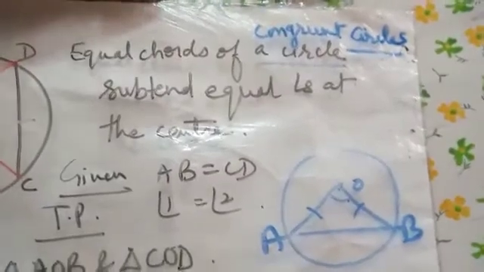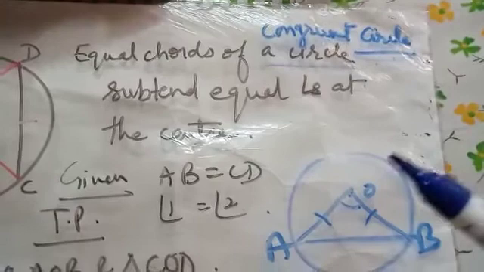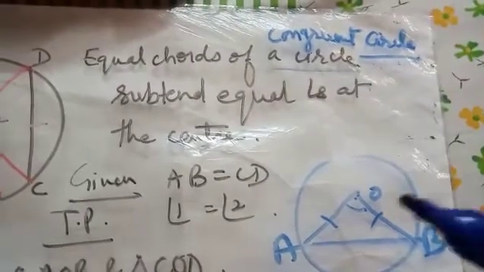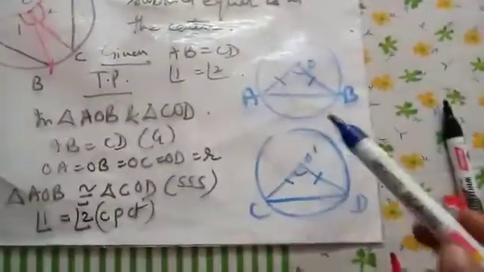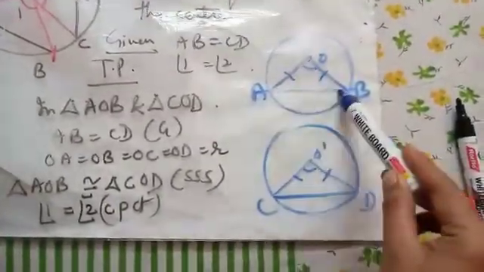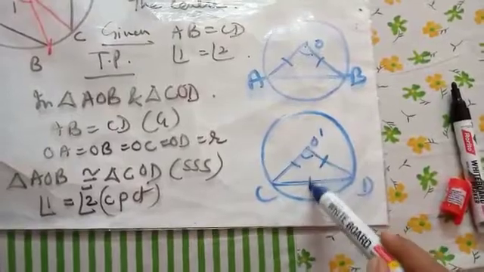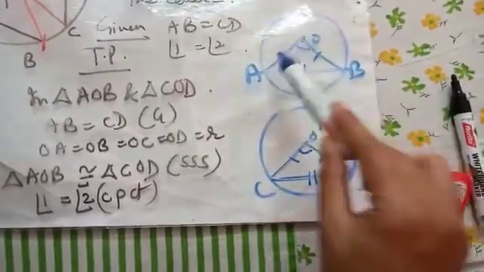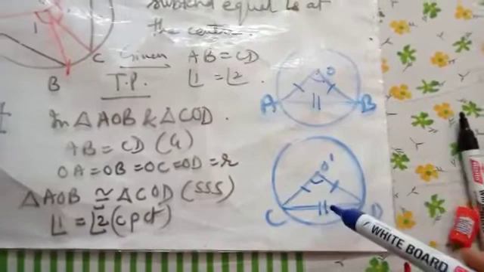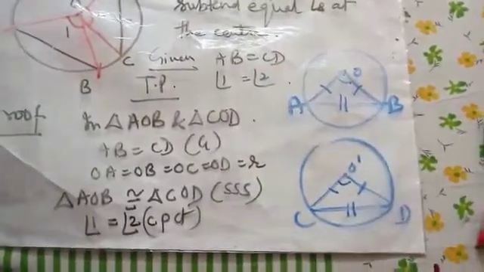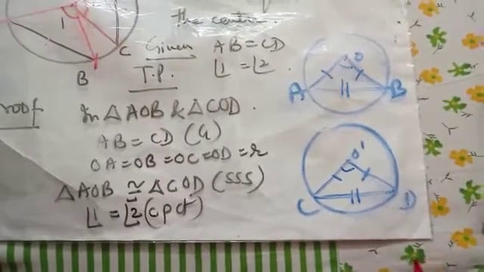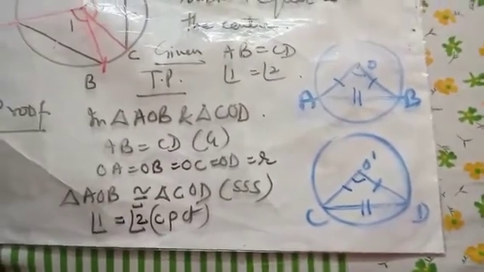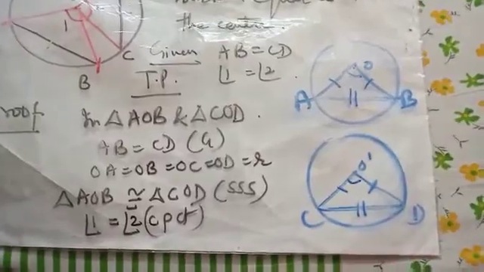So what do we mean? We need to understand: instead of one circle, if there are two circles but they are congruent. Congruent means the radius is the same. If the radius is the same, you can prove the congruency of these two triangles because the chords are equal. So these two are equal, the radius is also equal, SSS congruency will be satisfied, and angle 1 will be equal to angle 2. So we will be able to prove the same theorem using the same result, SSS criteria of congruency.